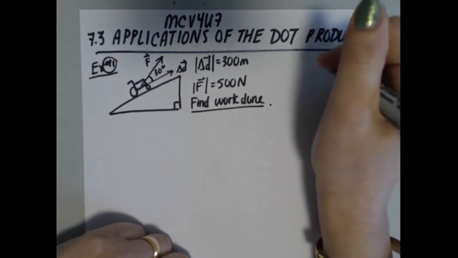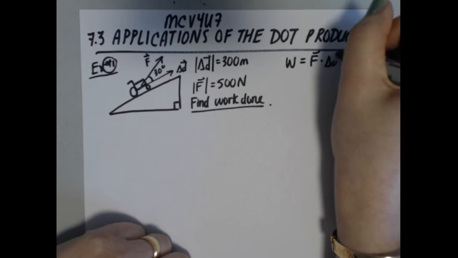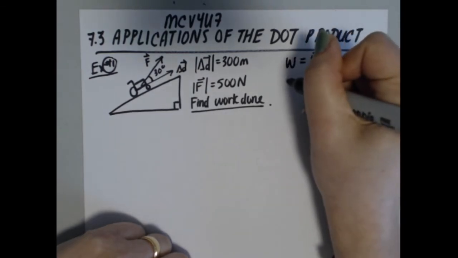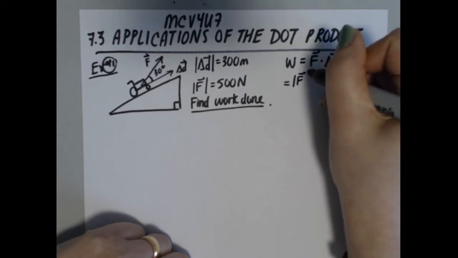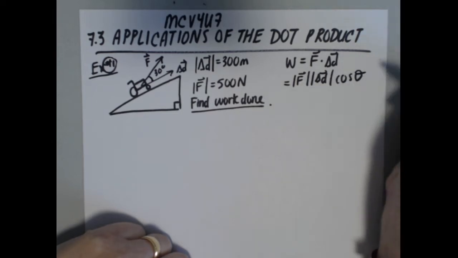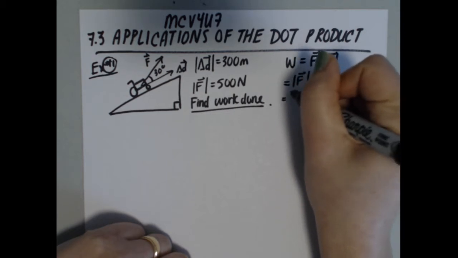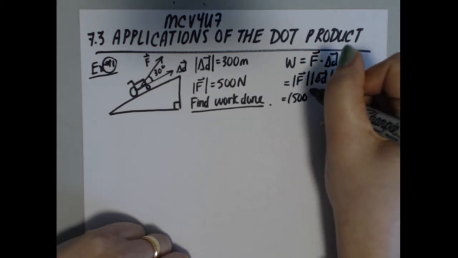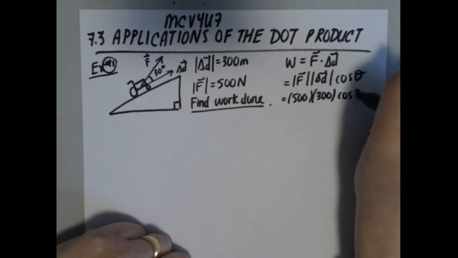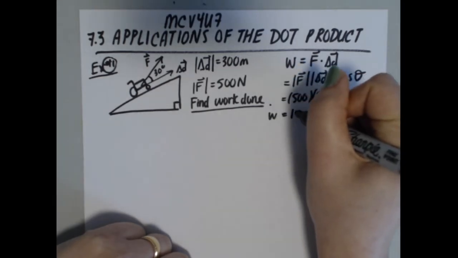Okay, so if you recall, by definition, work is the dot product of force and displacement. So that's our starting formula. Dot product of two vectors means I take the magnitude of each vector, I multiply them to each other, and then I multiply by the cosine of the angle between them when they are placed tail to tail. All right, so here we go. Force is 500. The displacement is 300. Cosine of the angle, we have cosine of 30 degrees. Make sure your calculator's in degrees.